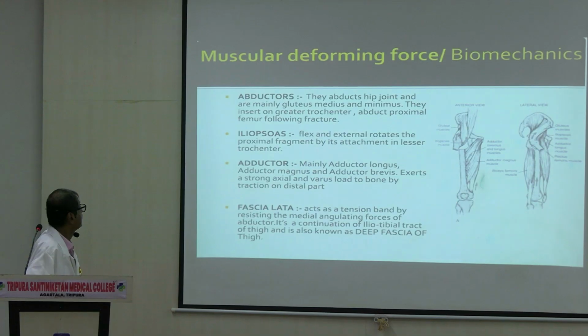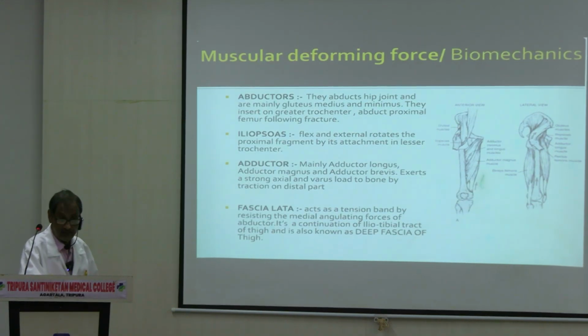Muscles, abductors: they abduct the hip joint and are mainly gluteus medius and minimus. I told you earlier also, iliopsoas is the flexor.